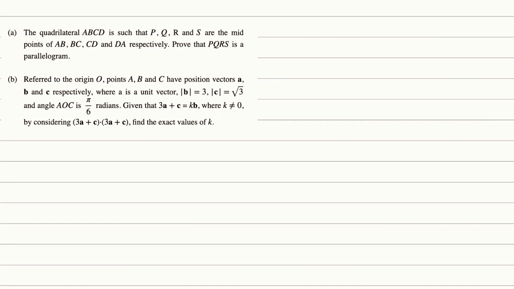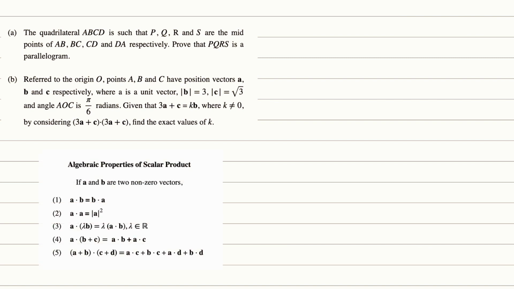At one glance, usually we will always make use of the algebraic properties of the scalar product for vectors. Now we are required to find the exact values of k by considering (3a plus c) dot (3a plus c), and given this set of information in the question. So let's try to first expand (3a plus c) dot (3a plus c). We will then have 9a dot a plus 3a dot c plus 3c dot a plus c dot c.